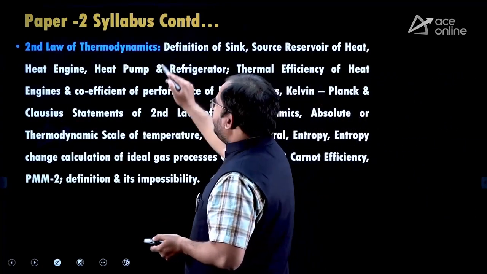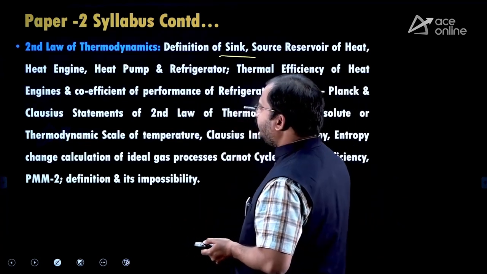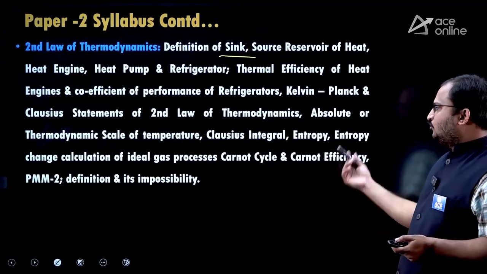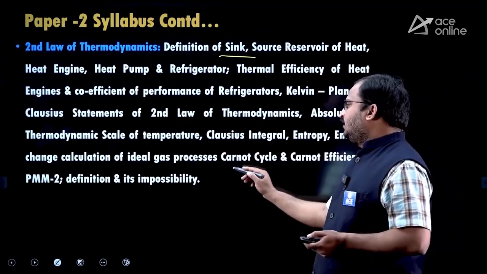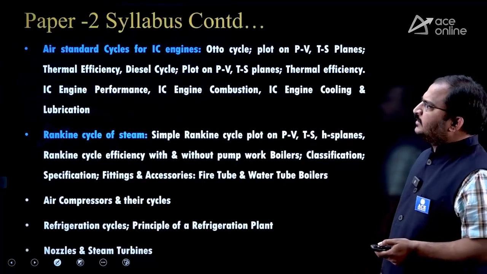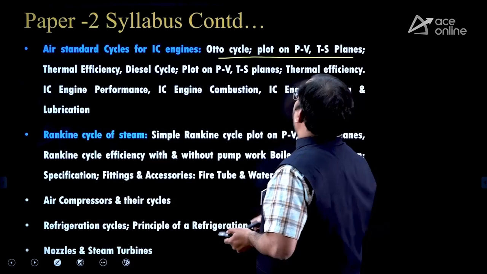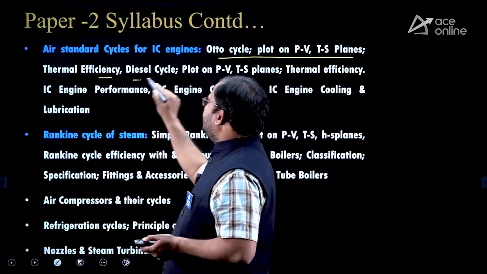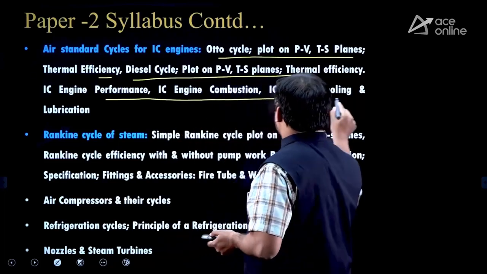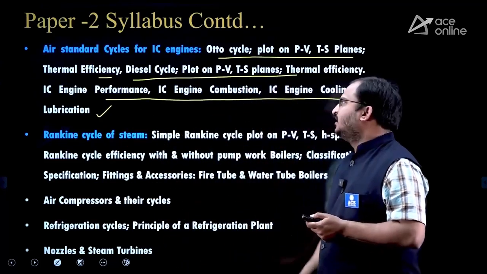Then second law of thermodynamics: definition of sink, source, reservoir of heat, heat engine, heat pump, refrigeration, their COPs, efficiencies, Clausius inequalities, what is PMM 2, PMM 1, Carnot cycle and Carnot efficiency. Everything is there in the syllabus. Then air standard cycles and IC engines: Otto cycle, plot on PV and TS planes, thermal efficiency, diesel cycle, then IC engine performance, combustion, cooling and lubrication. Up to that only it is there in the syllabus.